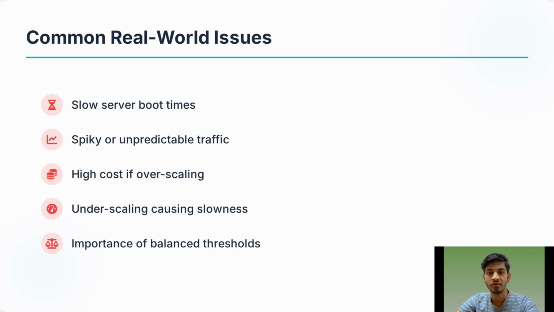Real autoscaling brings many challenges. Some servers take time to start up, traffic might spike unpredictably, overscaling increases costs, and underscaling causes latency and slowdowns. Choosing the right threshold is hard. Incorrect cooldown settings create instability. This is why autoscaling configurations must be tested carefully.